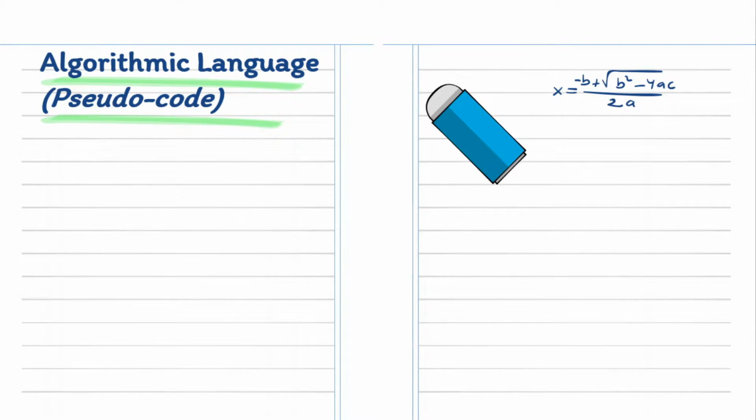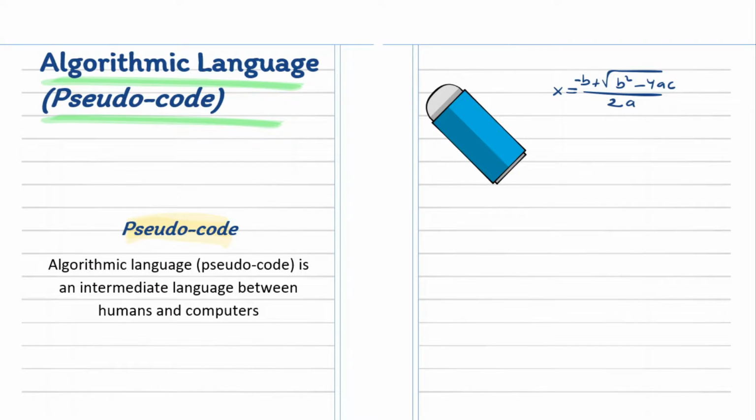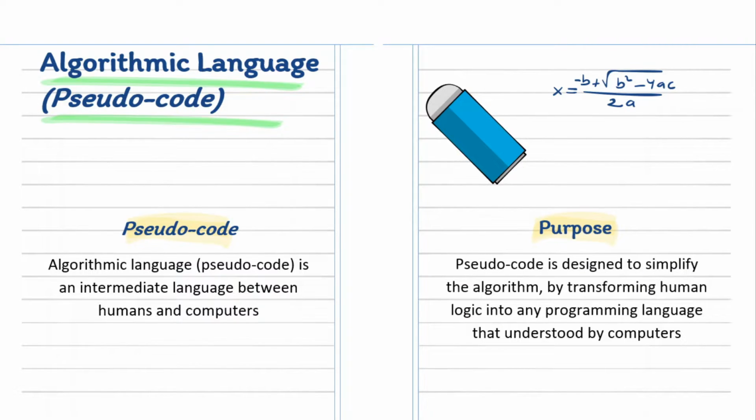Next, we continue to discuss about algorithm language or pseudocode. Algorithmic language or pseudocode is an intermediate language between humans and computers. Pseudocode is designed to simplify the algorithm by transforming human language into any programming language that's understood by computer.